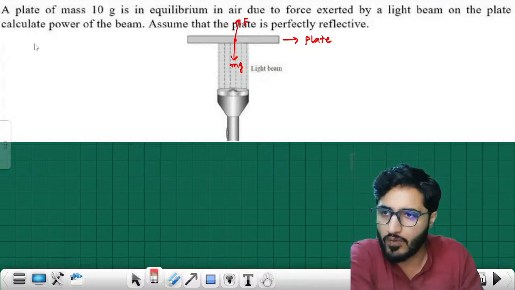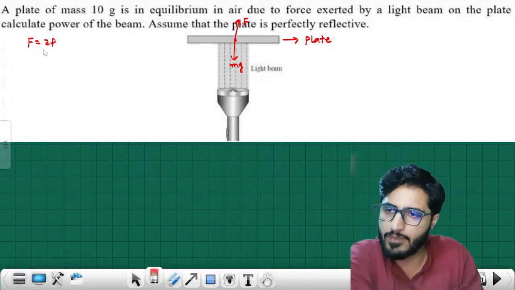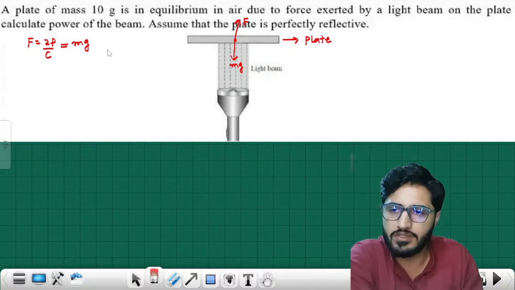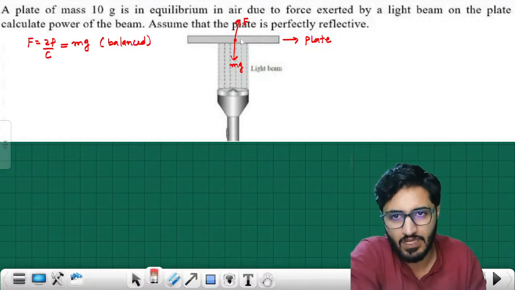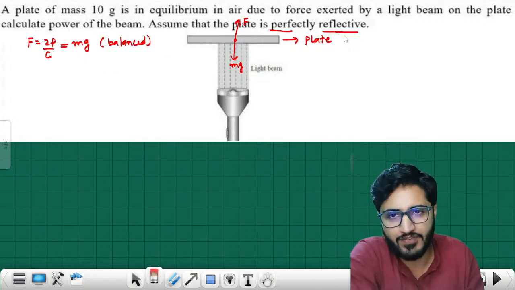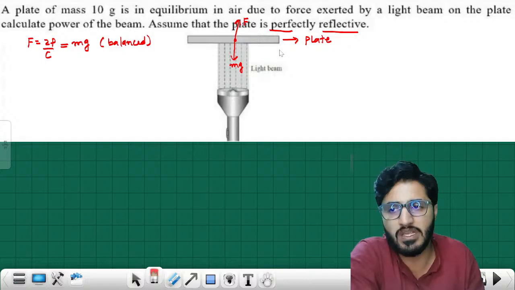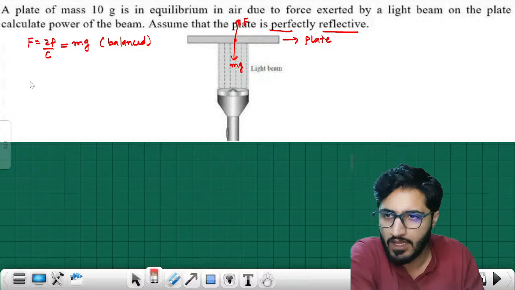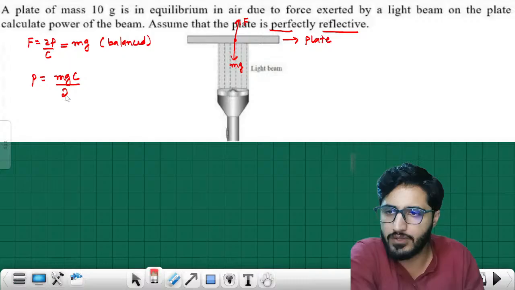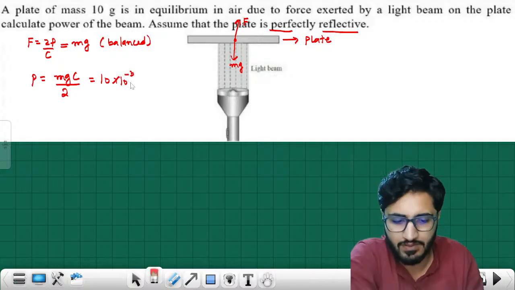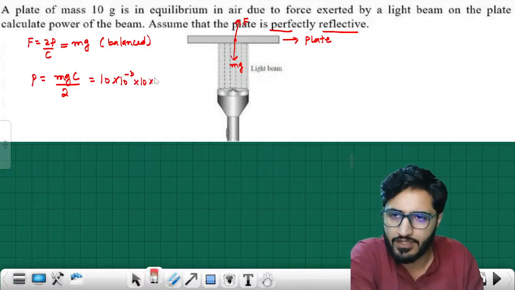Power. So look now, what is the force? Is it 2p by c? This should be equal to mg, then only it will be balanced. Balanced condition. It is perfectly reflecting, that means 2p by c. Either it was p by c. So what we have to find out? Power, no? So power is equal to mgc whole divided by 2. m is 10 g, that means 10 to the power minus 3 kg. g is 10. c is 3 × 10 to the power 8, whole divided by 2.